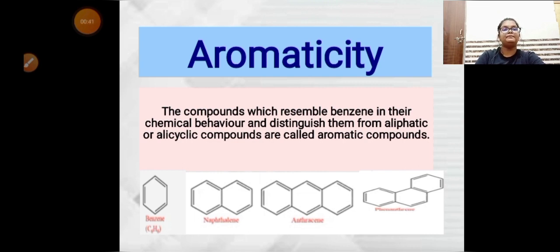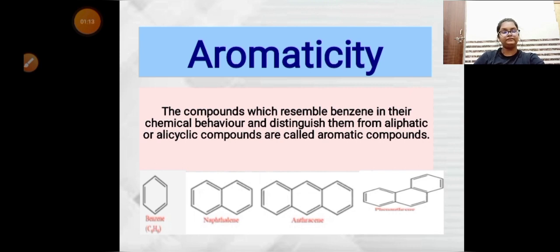Here, aliphatic compounds means when carbon atoms together form a chain-like structure, and alicyclic compound means when carbon atoms together form a ring-like structure. Alicyclic compounds have characteristics of both aliphatic and cyclic compounds. Examples of aromatic compounds are benzene, naphthalene, anthracene, and phenanthrene.